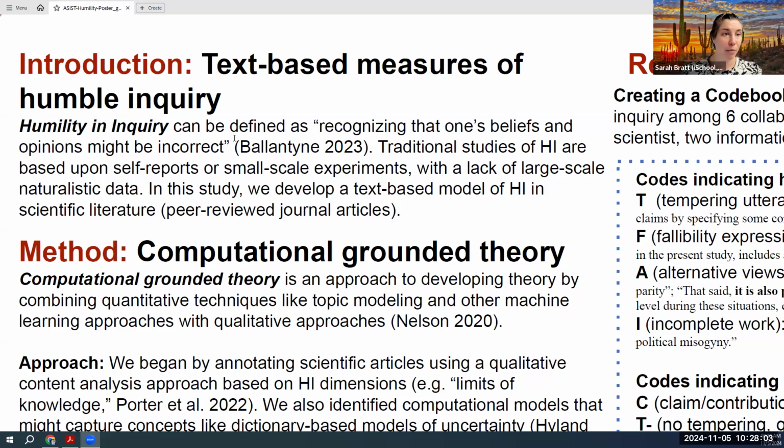But here we are just looking at scientific literature, very straightforward, available to us, full text we're looking at right now across a couple of fields, but I don't want to get ahead of myself. So are we clear on humility and inquiry? We'll get into a bit more, but the idea is we're taking scientific articles and we want to analyze them to see how much humility is expressed in them. How do we do this?